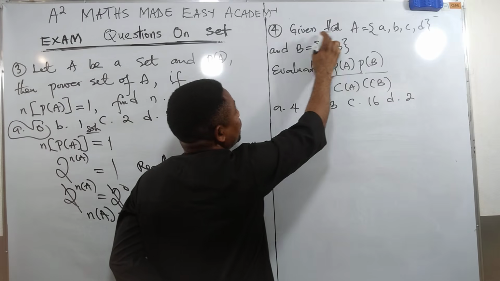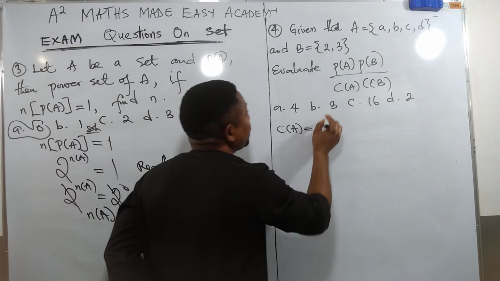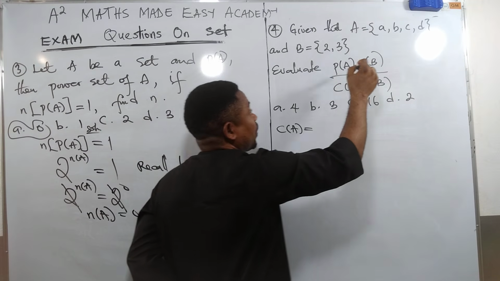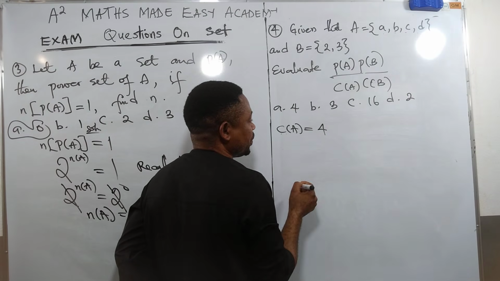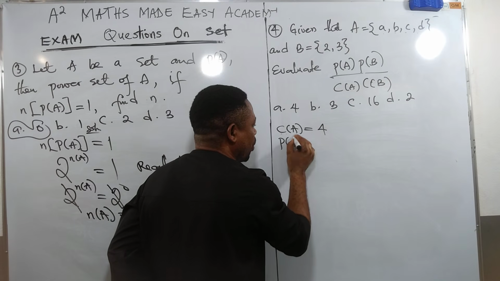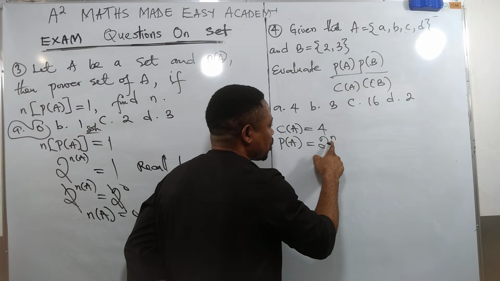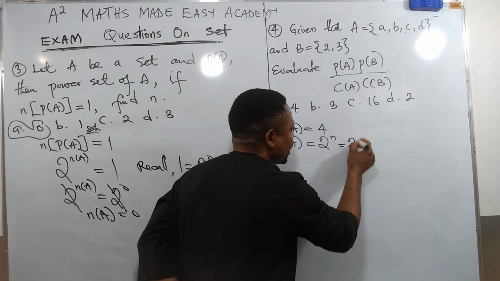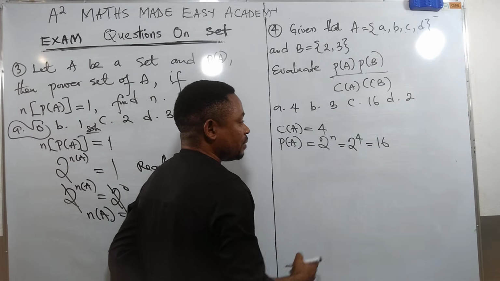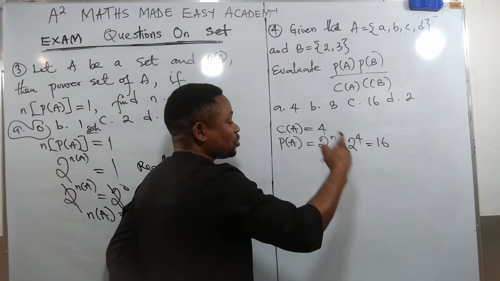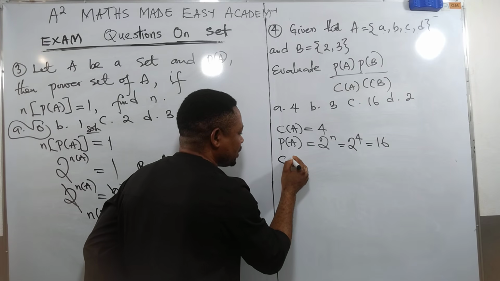Given that set A is this, what is the cardinality of set A? We begin to count the number of items inside set A: 1, 2, 3, 4. Which means the cardinality of set A is 4. Then we look at the power set of A. The formula is 2 raised to power n, don't forget. n is already solved, n is 4. I will substitute: 2 raised to power 4, which means multiply 2 four times. It will give you 16, that is 2 times 2 times 2 times 2. I'm done with A.